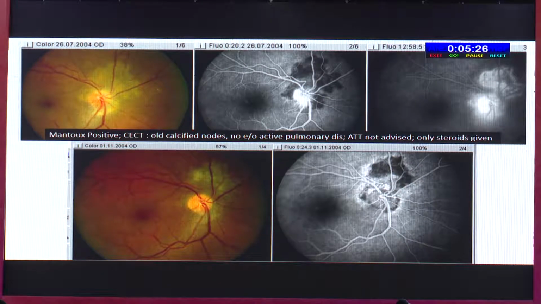The first thing is, why do you need to do anti-TB? Because many times everybody says they respond to steroids. Why add ATT? I would show you an example. This is a patient who came to us way back in 2004 when we were not so knowledgeable about tuberculosis. So we got the test done. Mantoux was positive. Chest showed some calcified nodes, and we just asked our pulmonologist friend, and he said, oh, there is nothing suggestive of TB, no need to give anti-TB drugs.